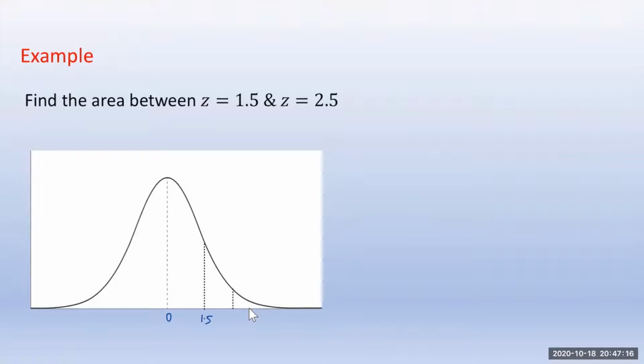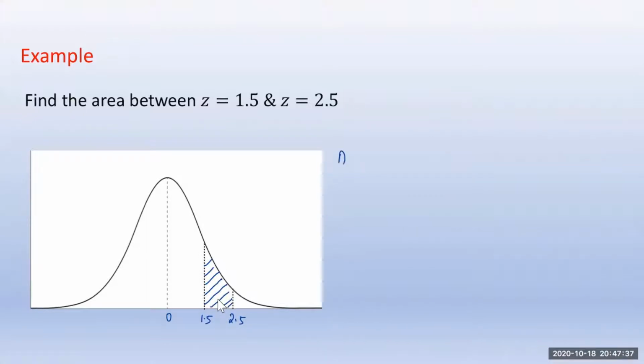So that is Z equal to 2.5. And we want to find the area between these two values, Z equal to 1.5 and Z equal to 2.5. So that is this area. We want to find this area. So we can find this area using a TI-84 calculator.